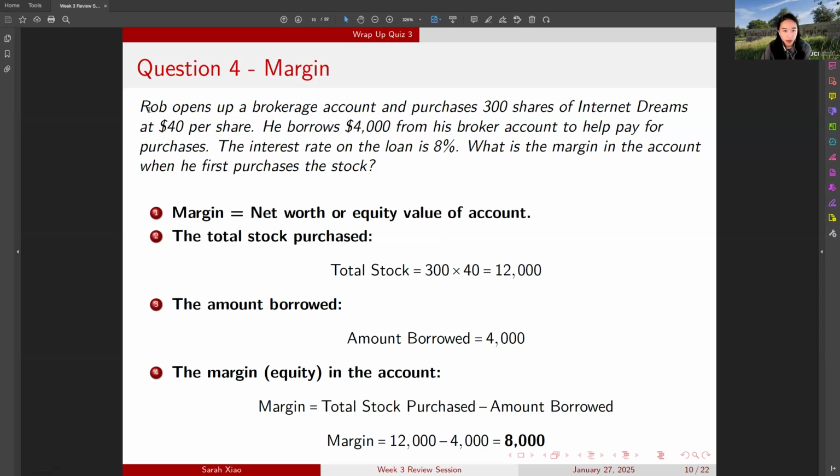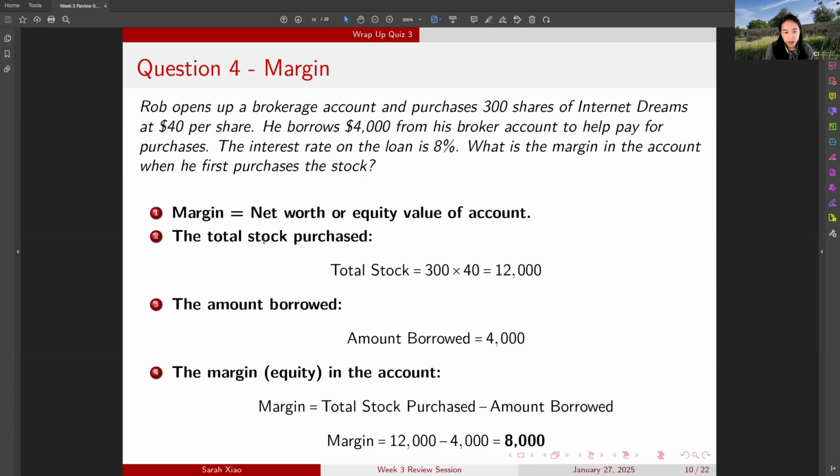Rob opens up a brokerage account and purchases 300 shares of Internet Dreams at $40 per share. He borrows $4,000 from his broker to help pay for the purchase. The interest rate on the loan is 8%. What is the margin in the account when he first purchases the stock?